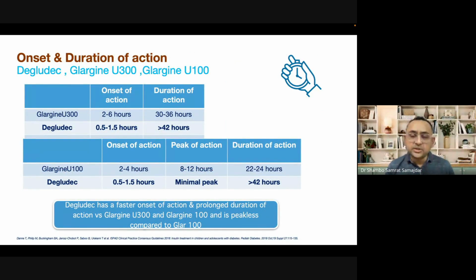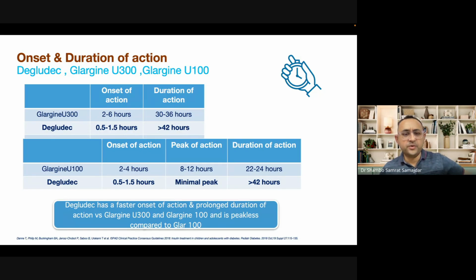So coming to the clinic-based knowledge that we should have, for glargine U300, the onset of action is around 2 to 6 hours. Duration of action is definitely more than 24 hours, 30 to 36 hours. Whereas degludec has an onset of action around 0.5 to 1.5 hours, and duration of action more than 42 hours.